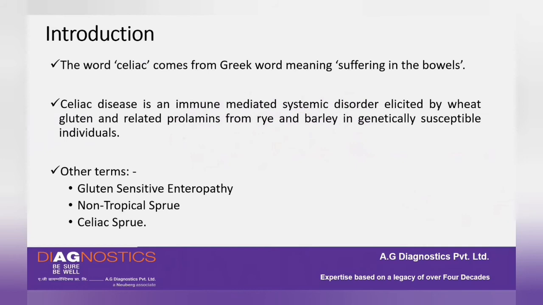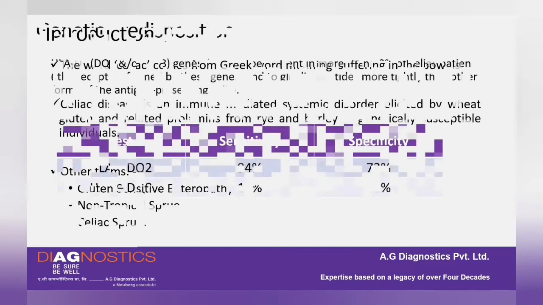There is definitely a genetic susceptibility, and only when the phenotype is then superimposed on this genetic susceptibility. The other terms which were used for celiac disease were gluten-sensitive enteropathy, non-tropical sprue, or celiac sprue, which is now largely replaced by the term celiac disease.